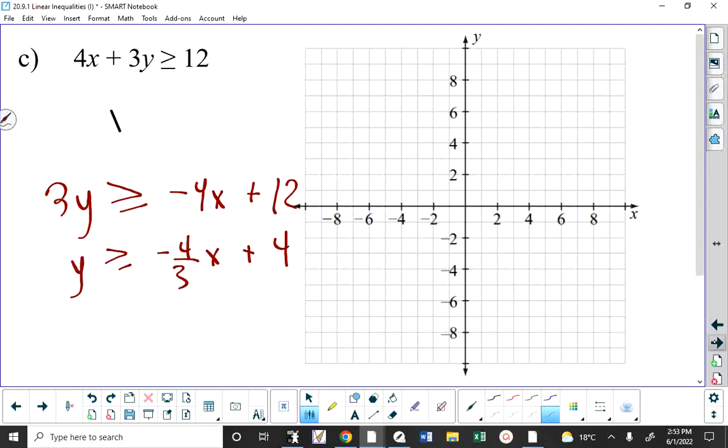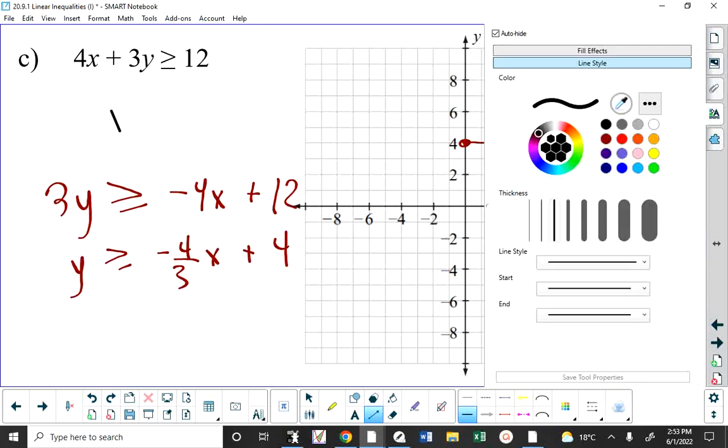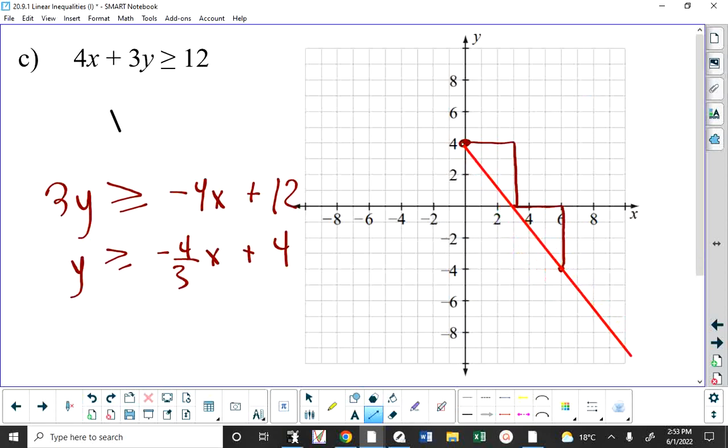I imagine this whole thing as being equal so I can sketch it. The y-intercept is 4. The slope is negative 4/3, which means you go 3 to the right and 4 down, 3 to the right and 4 down. We're going to sketch a solid line because equals to is part of the inequality.